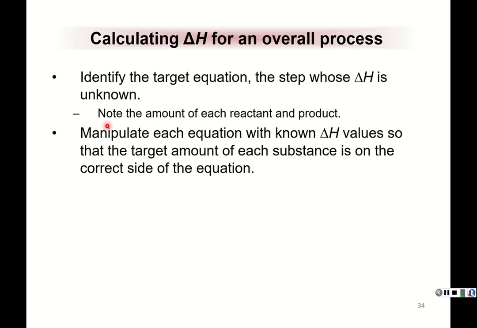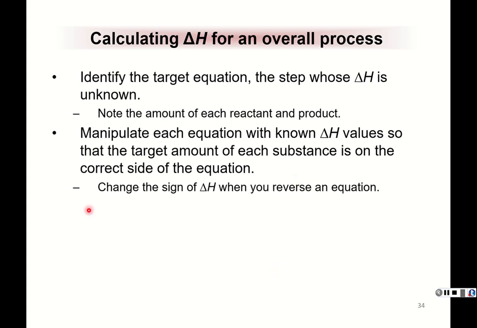Note the amount of each reactant and product, okay? And then you manipulate each equation with known delta H values so that the target amount of each substance is on the correct side of the equation. So in a Hess's law problem, you'll typically be given a few different chemical reactions. You just have to manipulate them so that the things that end up on both sides of the arrow cancel out, to give you your target equation, the reaction that you're really looking for.